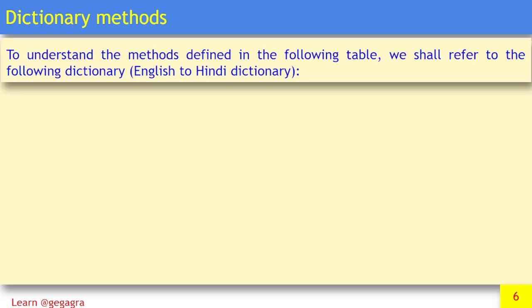To understand the methods defined in the following table, we shall refer to the following dictionary. Suppose I'm going to create a dictionary. So you just imagine the dictionary like the Oxford Dictionary, where a number of English words are there and we want to find out the meaning of those English words. But here I am going to create an English to Hindi dictionary. Just have a look at the example.